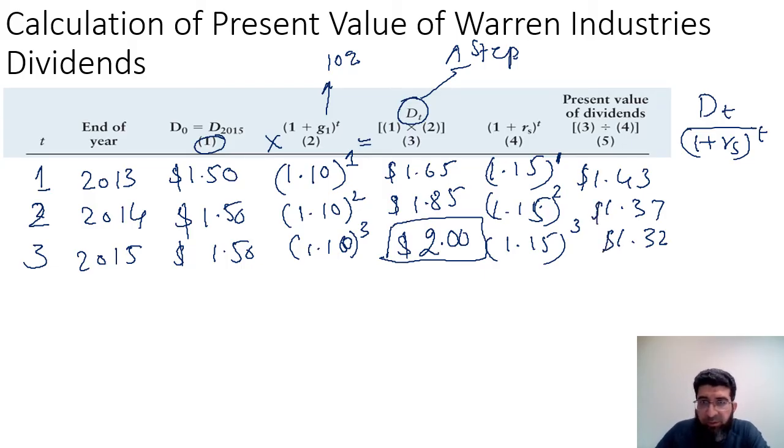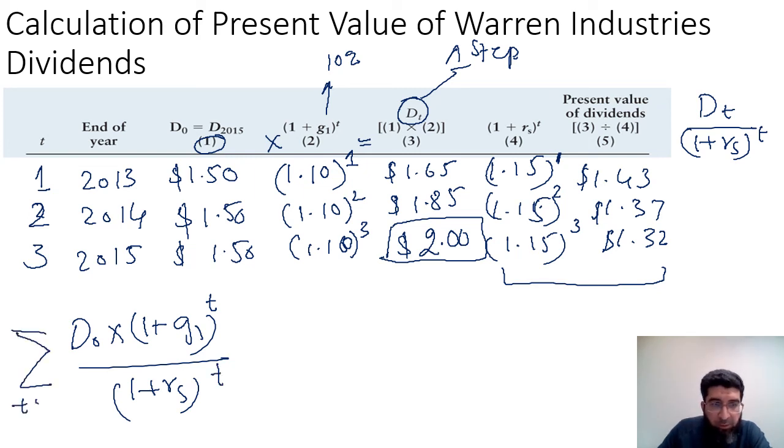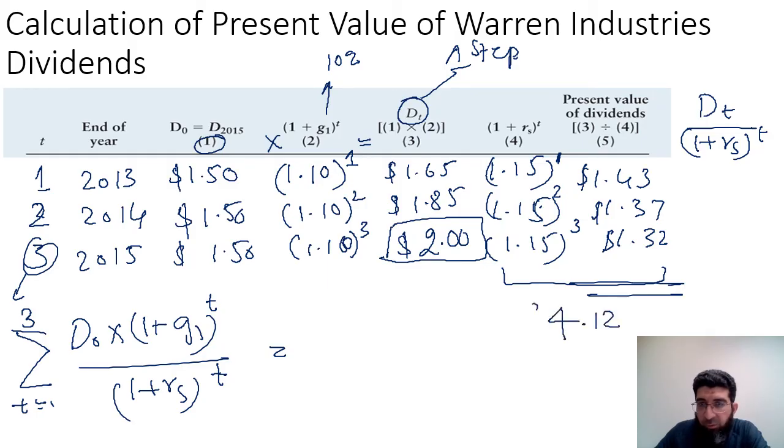Now this second step allows us to calculate the sum of present value of dividends, which is equal to D_0 times (1 plus g1) to the power t, divided by (1 plus r_s) to the power t, and this is the sum, t equal to 1 to 3 years, because we have 3 years. This will give us a total value, which is the sum of all these values, of $4.12, and the same value comes here. So we completed the first step here, and the second step is this.